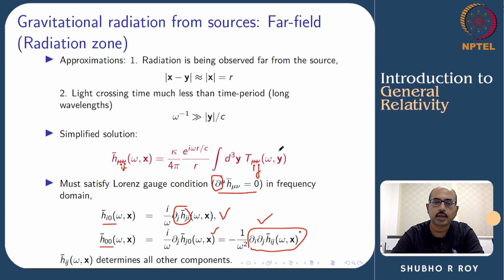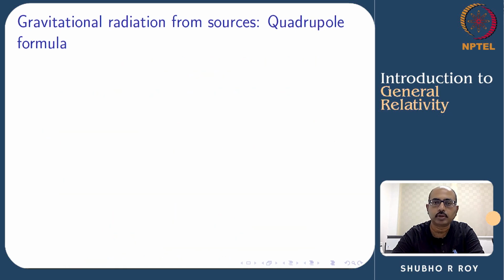Alright, and the next set of manipulations would be to convert this Tij into moments of the T00, that is the energy density. Sorry, T00. We will use energy conservation of the stress energy momentum tensor, the continuity equation for it, along with some other identities, and convert this Tij into moments of the energy density. So let's look at that.